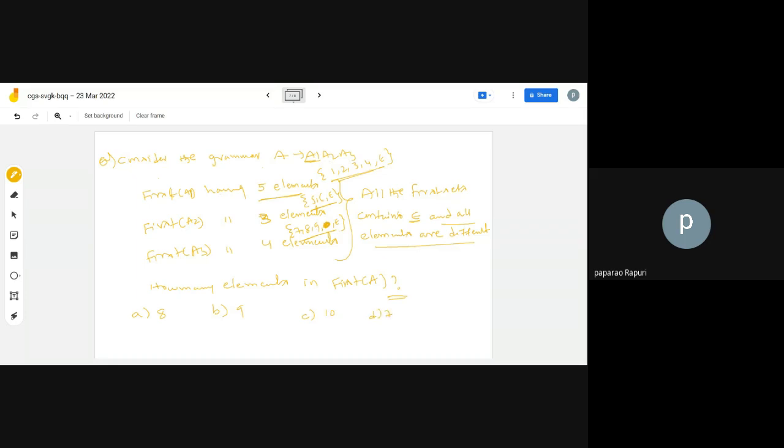So how many number of elements are there in first of A? Suppose if it is in this format, what will we do? First of A1 union first of A2 union first of A3. And here if it is producing epsilon, we need to subtract epsilon. And if it is producing epsilon, we need to subtract epsilon. And if it is producing epsilon, we need to subtract epsilon.